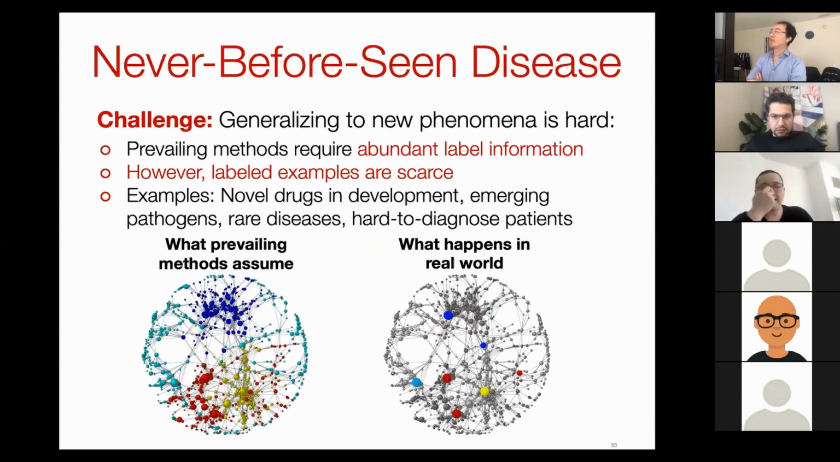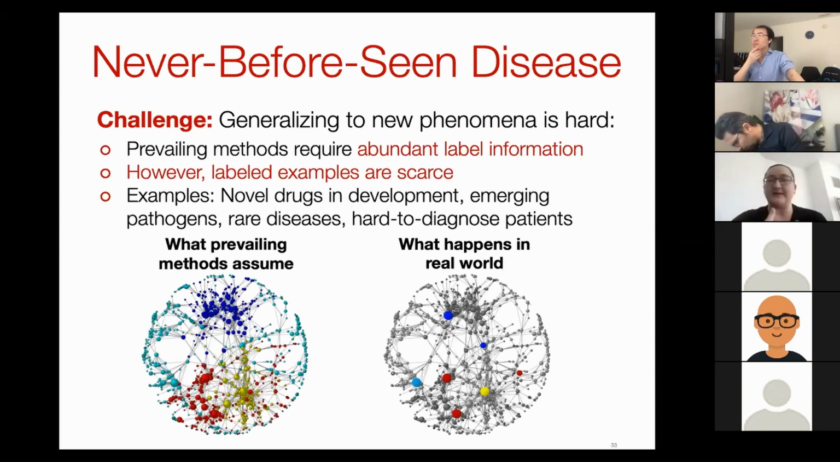Okay, so let's now return for a moment to the ML context. The main challenge that needs to be solved is that we need machine learning algorithms that can generalize to new phenomena, that can generalize to new diseases that are not in the training set at all. This generalization to new phenomena, also known as out-of-distribution generalization, is typically very hard. Why? Because prevailing methods require abundant label information. However, labeled examples are very often scarce.